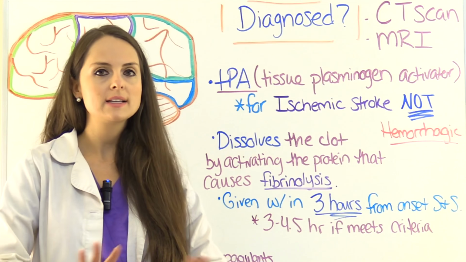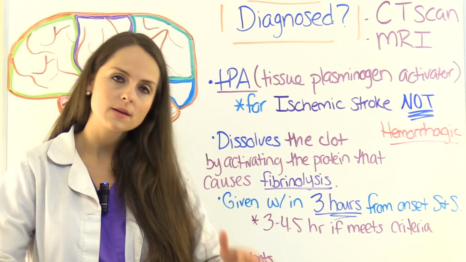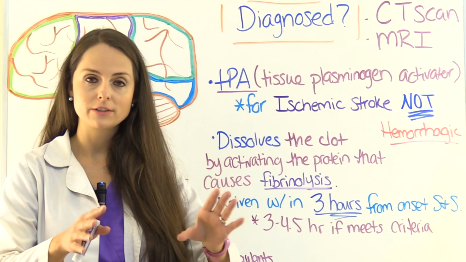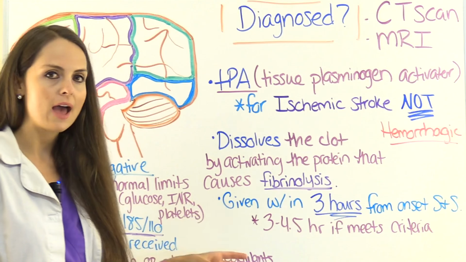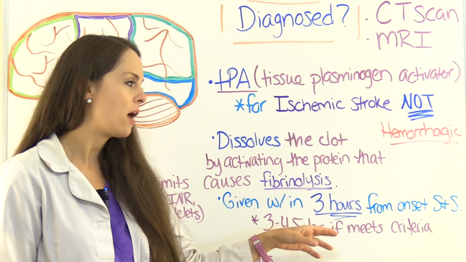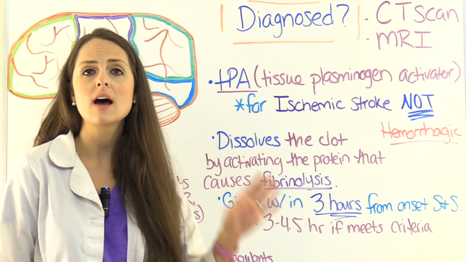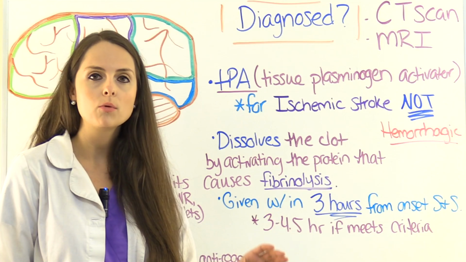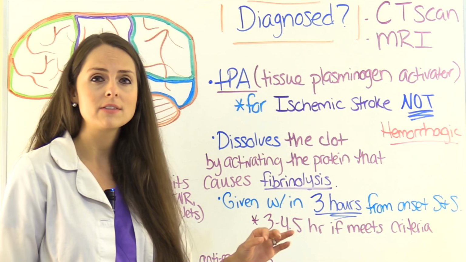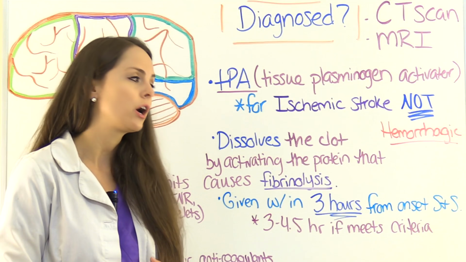So you get the breakdown of that clot, and when that happens, blood is going to go back to that brain tissue that severely needs it. However, there's a catch with this drug. It can only be given within 3 hours from the onset of those signs and symptoms. So it's very important that the patient knows, or as a nurse who was there when the patient started having those signs and symptoms, what time they occurred.